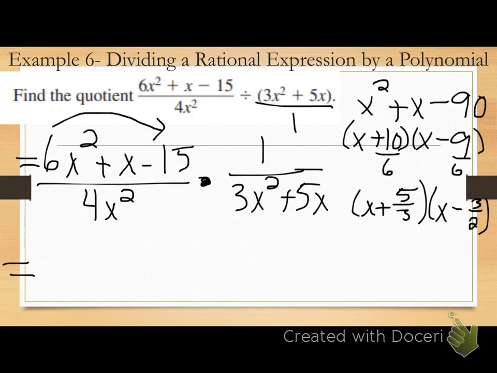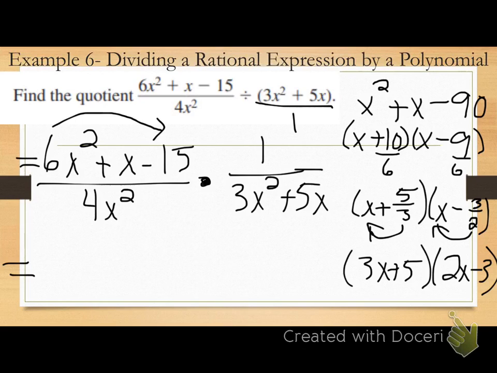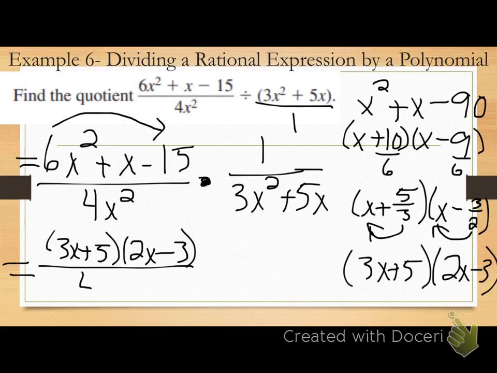And I've got fractions left over, so bottoms up. Bring the denominator out in front of my x. So I'd get 3x plus 5 times 2x minus 3. You're going to have to do some factoring. So my new numerator on my first rational expression is 3x plus 5 times 2x minus 3, all over 4x squared. We okay there? Okay.